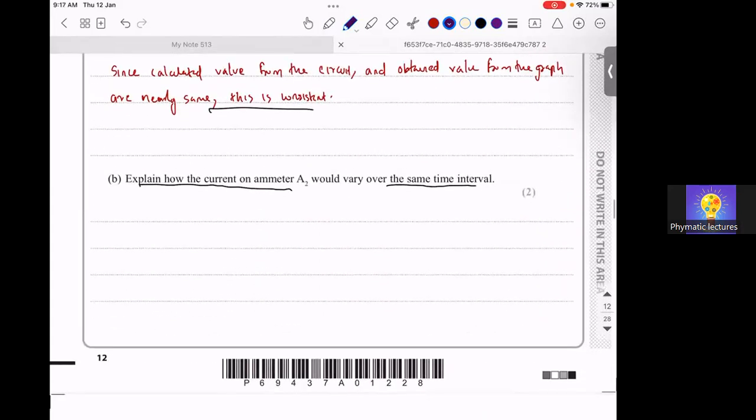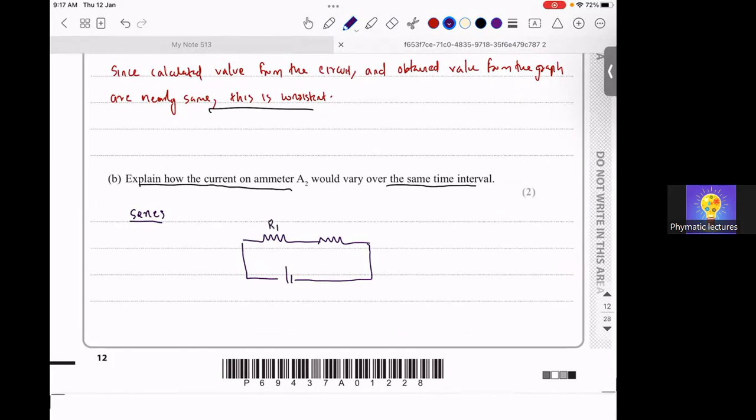What is the speciality of a series combination? Suppose these are two resistors. I'm just giving an idea. This is not at all required for your exam purpose. This is for your understanding. I am explaining.